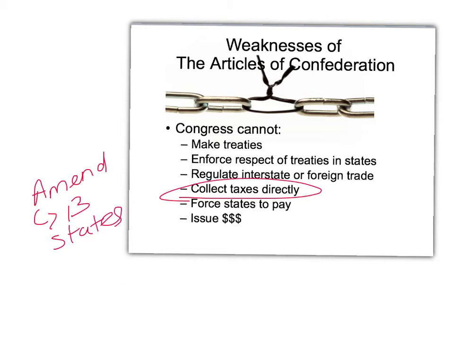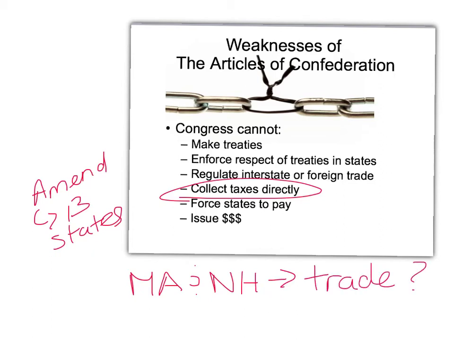Furthermore, the Articles did not create a national system of courts, which could not solve the problems between two states. So, for example, if Massachusetts and New Hampshire were fighting about trade issues, there was no one to solve the problem at a national level because there was no national court system. So basically, the functioning of the government under the Articles depended on the goodwill of the states.